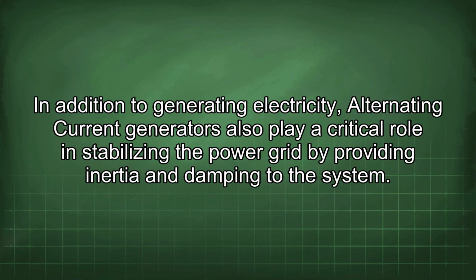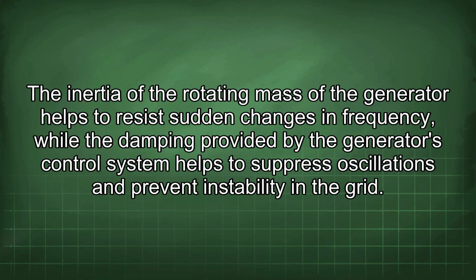In addition to generating electricity, alternating current generators also play a critical role in stabilizing the power grid by providing inertia and damping to the system. The inertia of the rotating mass of the generator helps to resist sudden changes in frequency, while the damping provided by the generator's control system helps to suppress oscillations and prevent instability in the grid.